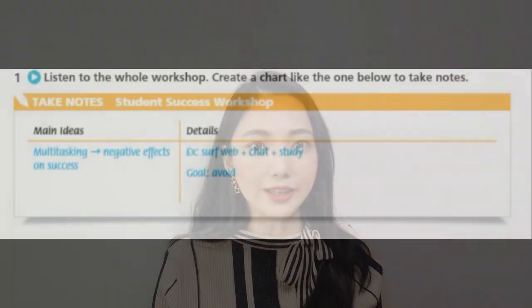So when you're studying, maybe you're surfing the web, you're using the internet, you're maybe chatting, and you're studying all at the same time. And that's actually not very good. So your goal is avoid. Okay? So they use very short and simple form just to write down the key points. So while you're listening, please focus and pay attention and write down the notes. Okay, let's get started.